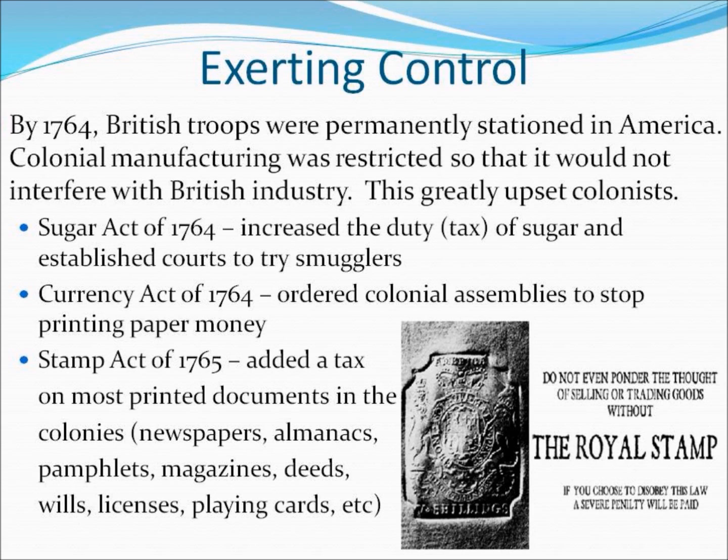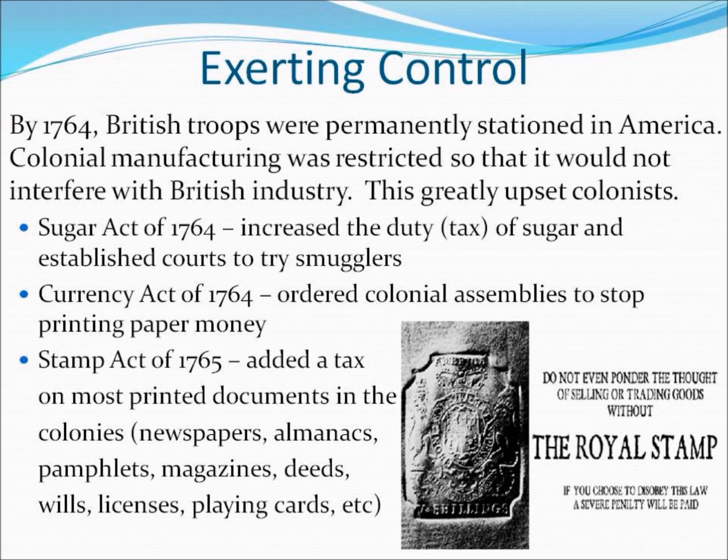But what's going to cause some of the biggest problems is some of the acts that are passed by Parliament and the impact that it has on the colonies. Now, the Sugar Act is something that is going to increase the tax that's on sugar coming in, which obviously means the colonists have to pay more, so they're not happy about that. But it also sets up courts that were going to try smugglers, which there was a pretty good amount of smuggling going on in the colonies, and this was one of Britain's first real significant attempts to try to crack down on that.